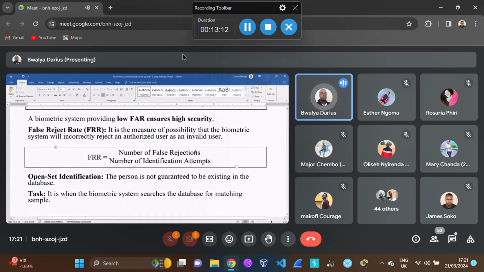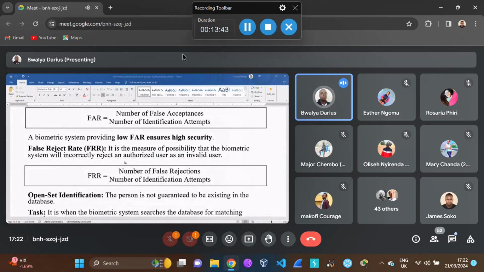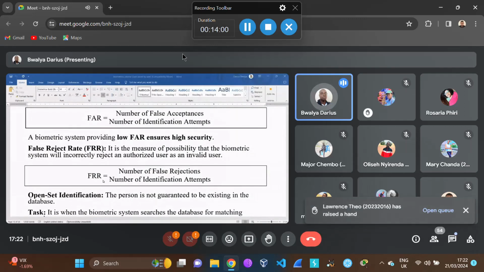What it means again here is that if we have a high number of false rejections over the number of identification attempts, then our system is also not working properly. It means user experience will be so bad. A question might come, giving you the values. I can give you values, and then you compute and analyze the rate and try to explain what it means. That should be a straightforward matter.